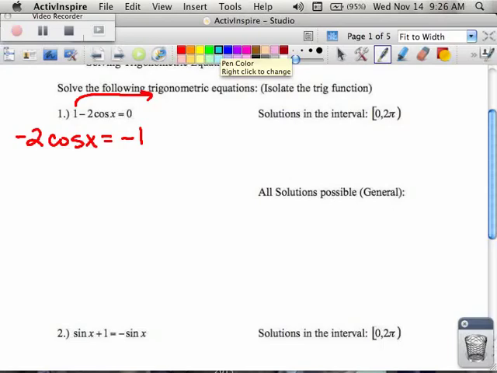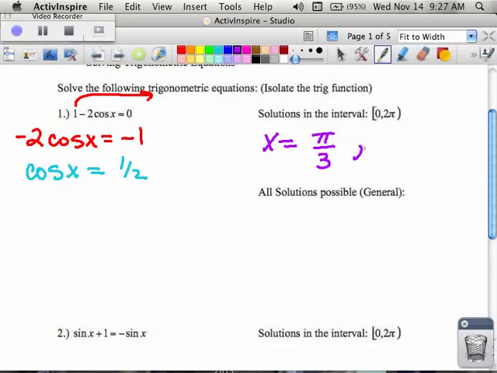If I divide both sides by negative 2 to get the cosine alone, I have the cosine of x equals negative 1 divided by negative 2, which is positive 1/2. And what this is saying is, where is my cosine 1/2? So the specific answers of where your x value, when you take its cosine, is going to be 1/2, would be that your x is equal to pi over 3 in the first quadrant and 5 pi over 3 in the fourth quadrant. That's where the cosine is positive and it's 1/2.